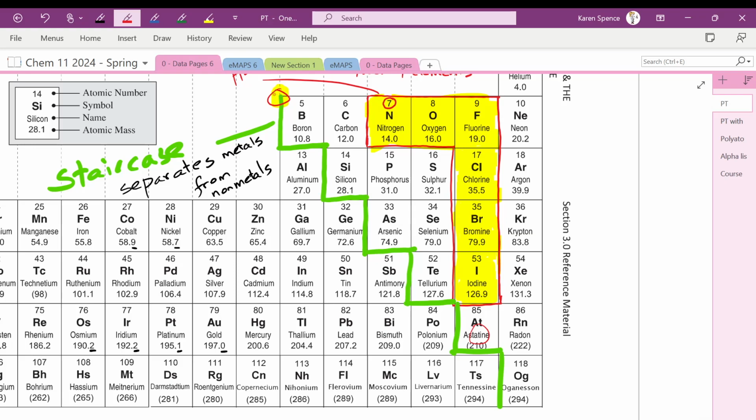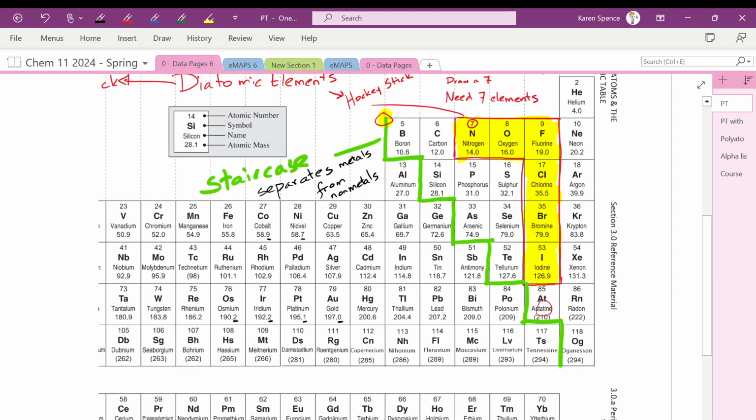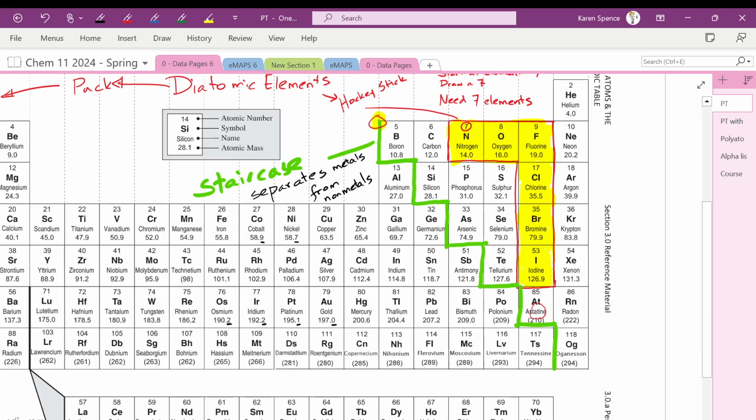Which side of the periodic table has the metals? The left side has the metals. So if we go to the left, these are the metals. And if we go to the right of the staircase, we have the non-metals.